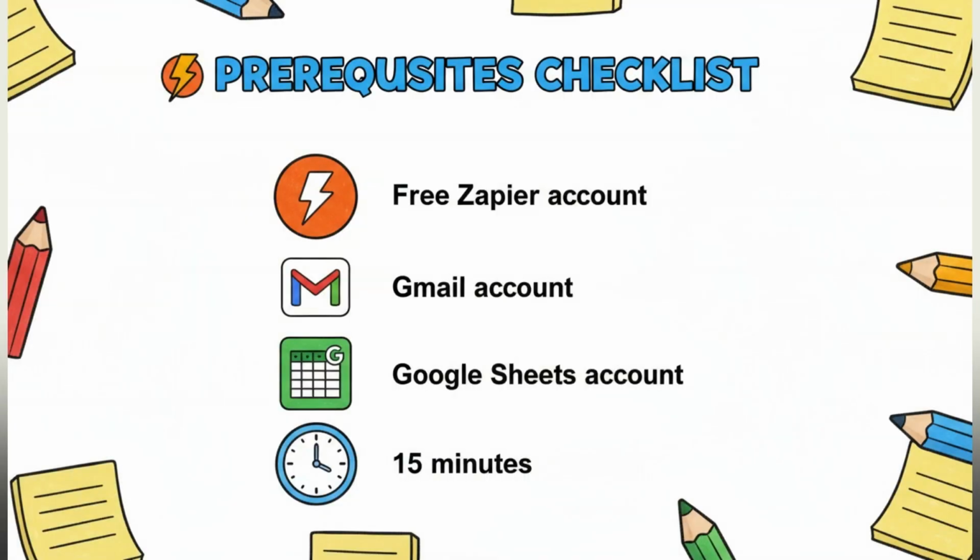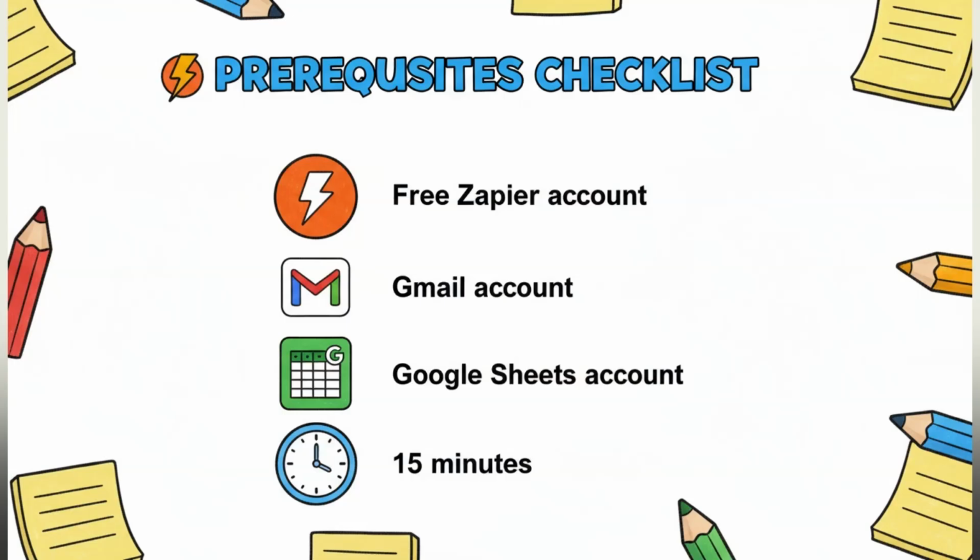Before we jump in, let's make sure you've got everything you need. A free Zapier account. You can sign up at zapier.com/sign-up. Two apps you want to connect. We'll use Gmail and Google Sheets in our example, but you can follow along with almost any apps. And about 15 minutes and a willingness to feel like a tech wizard.